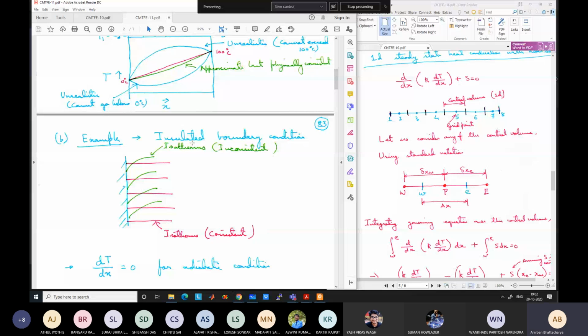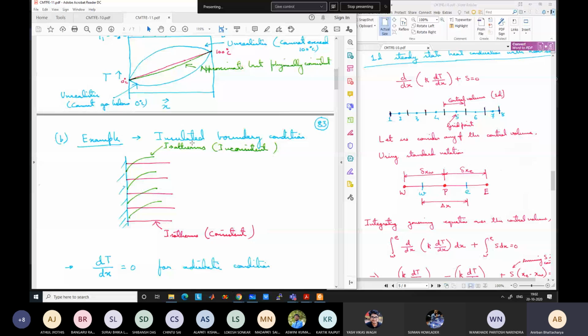Yes, it will be inconsistent because you are simulating the problem with perfect insulation. If you are simulating and assuming that there is some heat loss at the boundary, then you have to put that in the model. So you know that there is some leakage.